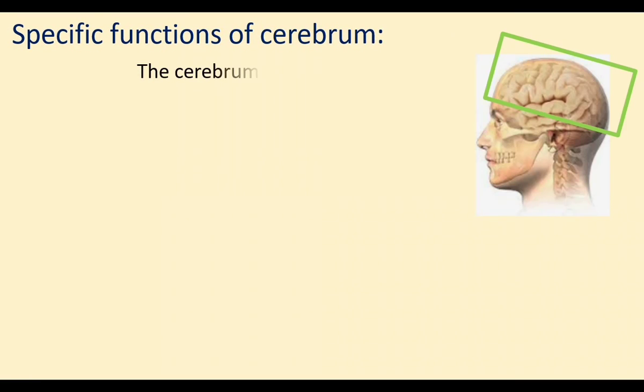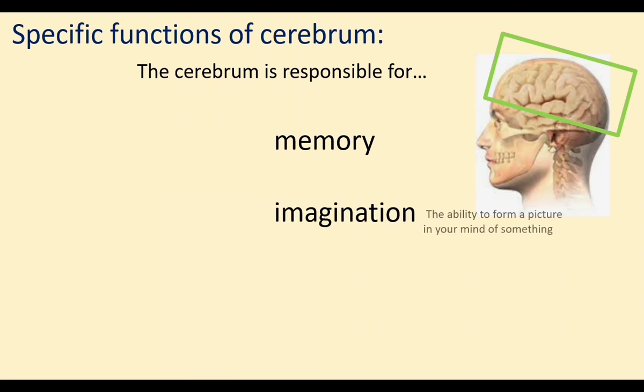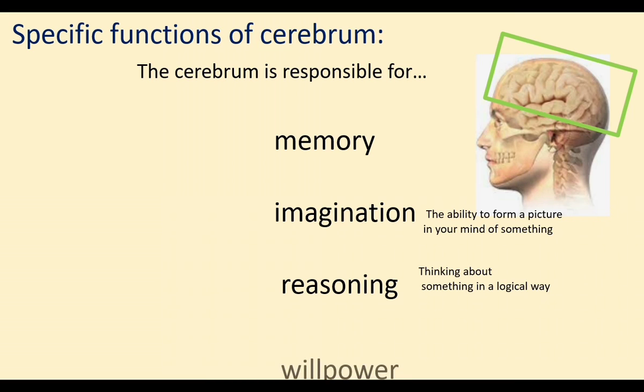Now let us see the specific functions of the cerebrum. Cerebrum is responsible for various functions. Memory is the storage of information in the brain. Imagination is the ability to form a picture in mind about something. Reasoning is thinking about something in a logical way. Memory, imagination, and reasoning are due to the cerebrum.